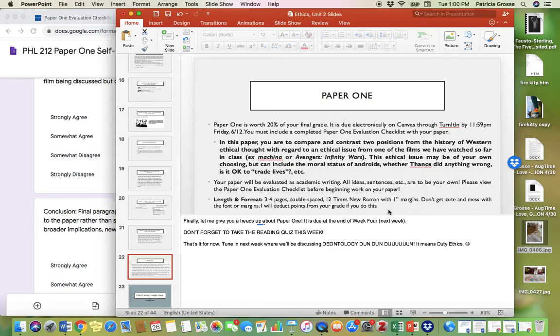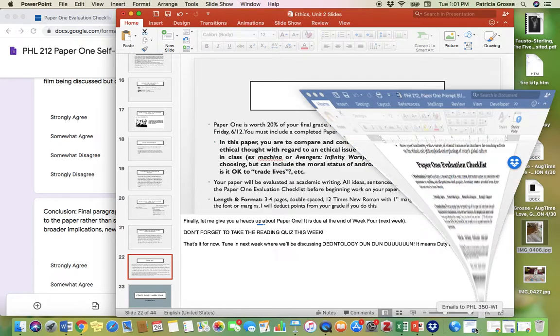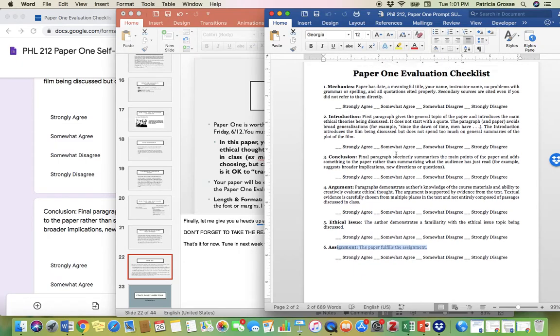Your paper will be evaluated as academic writing, all ideas, sentences, etc. to be your own. Please view the paper 1 evaluation checklist before beginning your work on this paper. It's supposed to be 3 to 4 pages, double spaced, 12 point Times New Roman, with 1-inch margins. Don't get cute and mess with the margins. The prompt is going to be online, and I'm going to send it to you too.